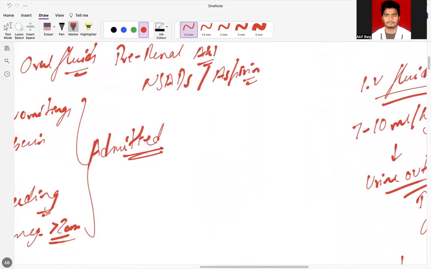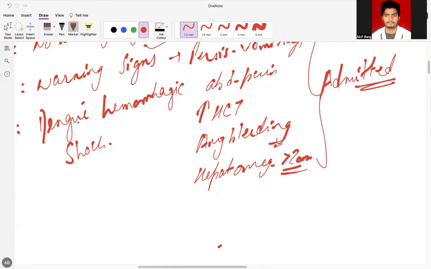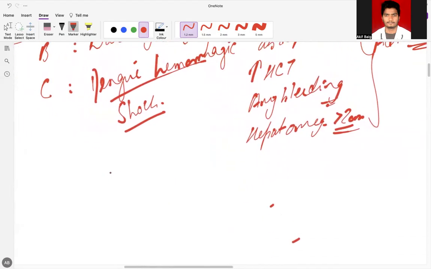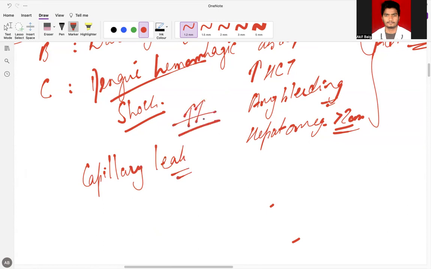Suppose a patient has come with type 3, that is dengue hemorrhagic shock. This shock can be of two types. One is acute capillary leak. Suppose there is too much capillary leak. What happens basically in dengue or any viral fever is that the capillaries start leaking, oozing out the fluid. Because of that, there is no volume left in the vessel, and the patient goes into capillary leak, called dengue shock.